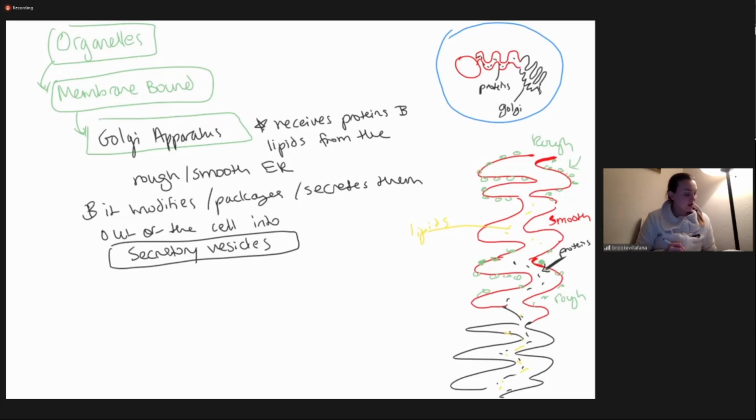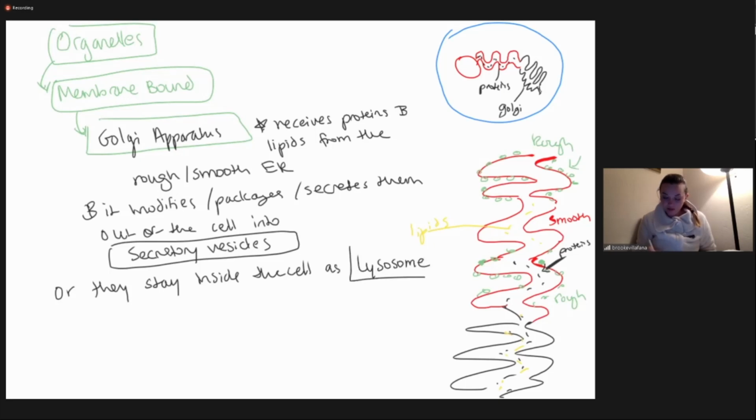They're going to leave the cell as a secretory vesicle, or they stay inside the cell as a lysosome. So if those proteins and lipids leave the cell, maybe through these little secretory vesicles, they're going to be called a secretory vesicle. But if that same little vesicle ends up staying inside, we call it a lysosome.